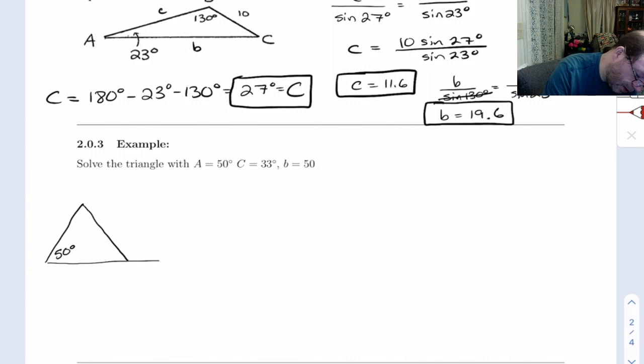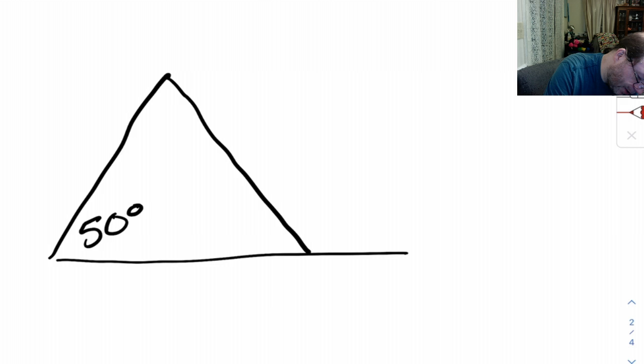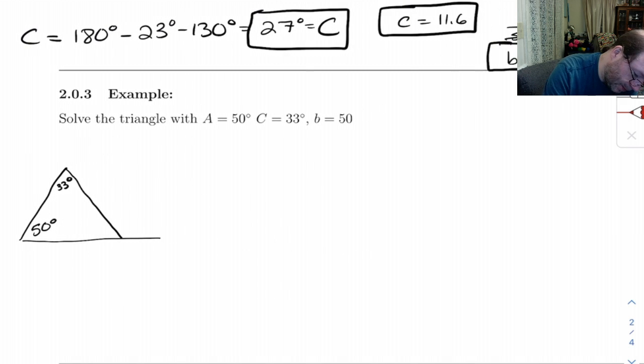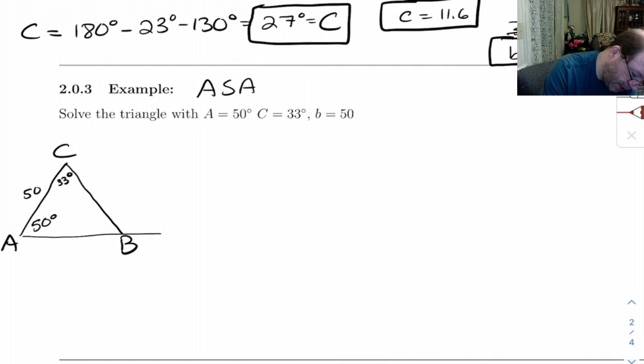Let's see, so 50, 33 degrees. So that's C, this is A, this is angle B. They told us little b is 50. So just looking at this, this is an angle-side-angle problem because we're given this angle, this side, and that angle. Immediately on all of these, you can find the missing angle quickly. I'm not even going to write it down on this one.